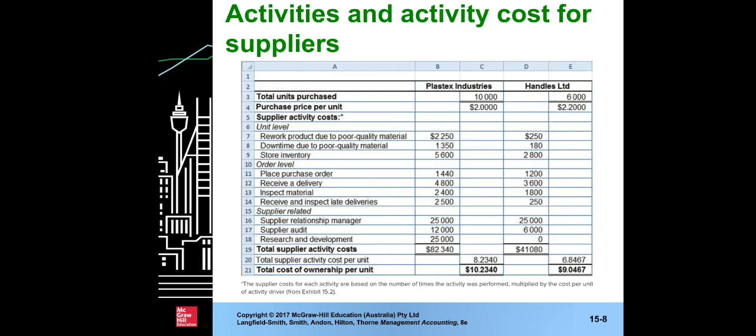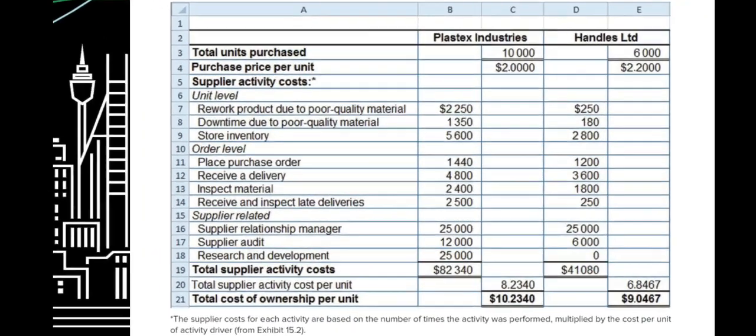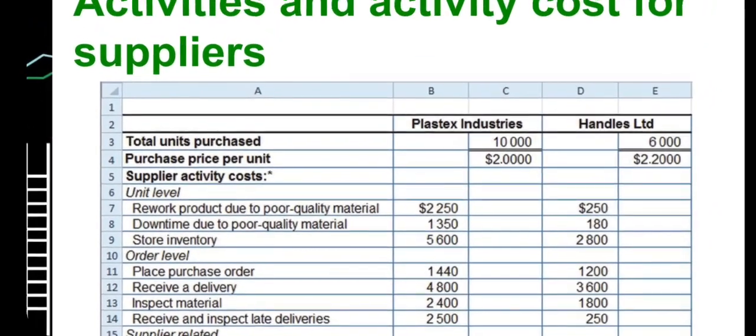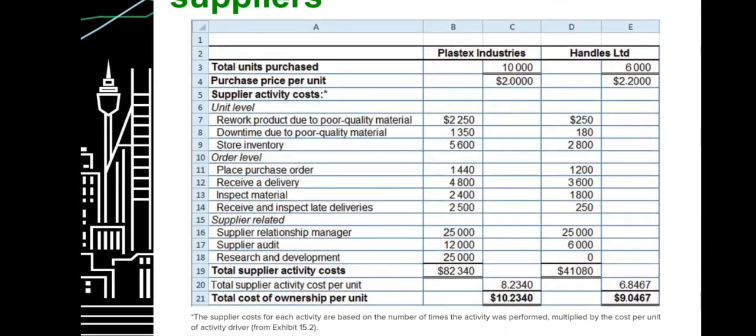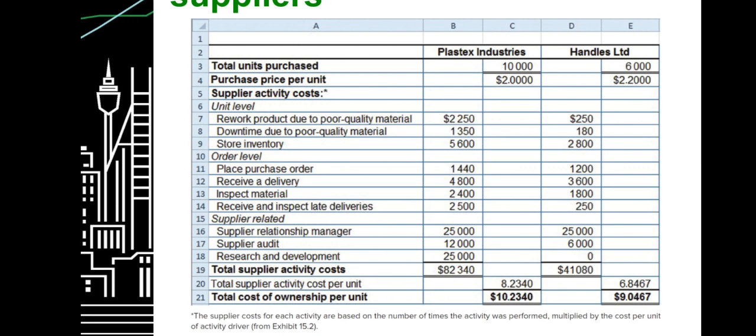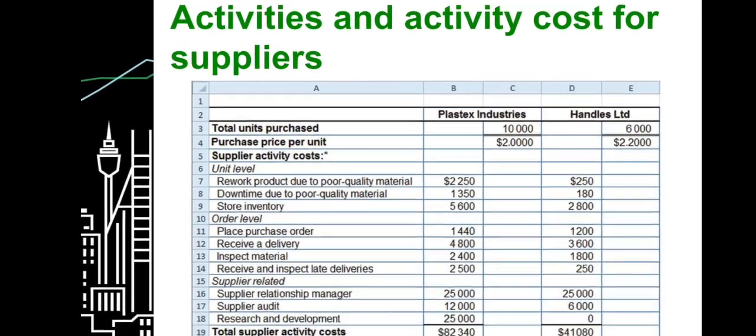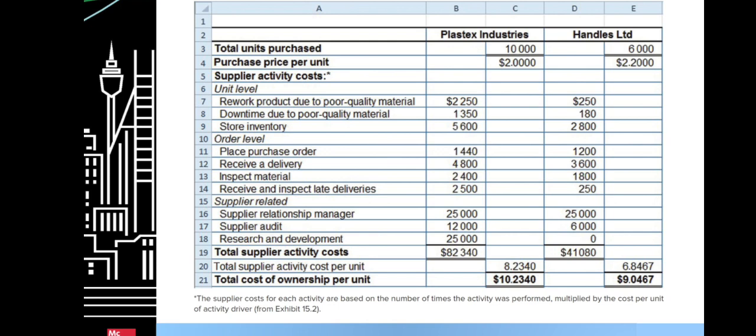So see here. Okay, this is the calculation for the supplier cost. You can see here, this is the way to calculate the supplier cost. There are two suppliers, Plastex Industries and Handles Limited. In this statement for the cost for supplier statement, the activity-based costing approach is used. So let's see the format first.